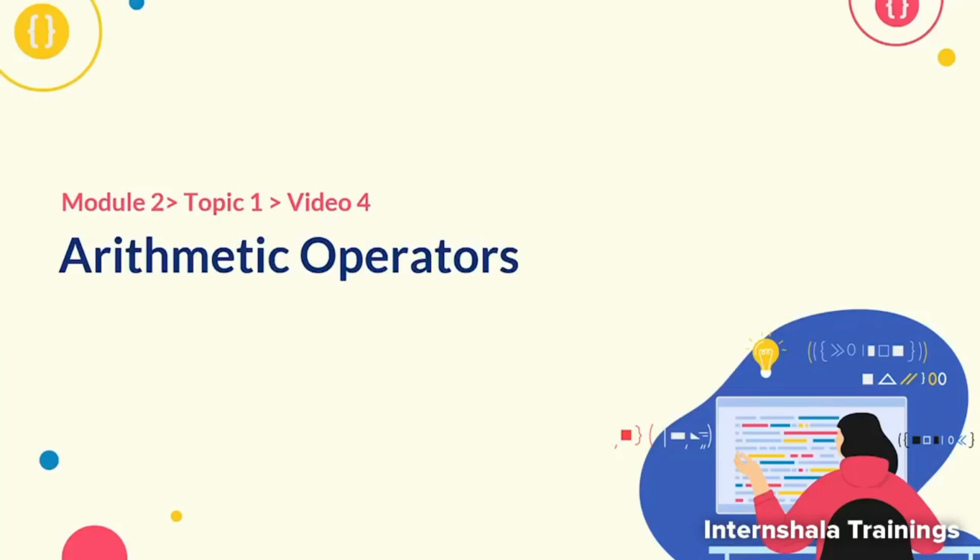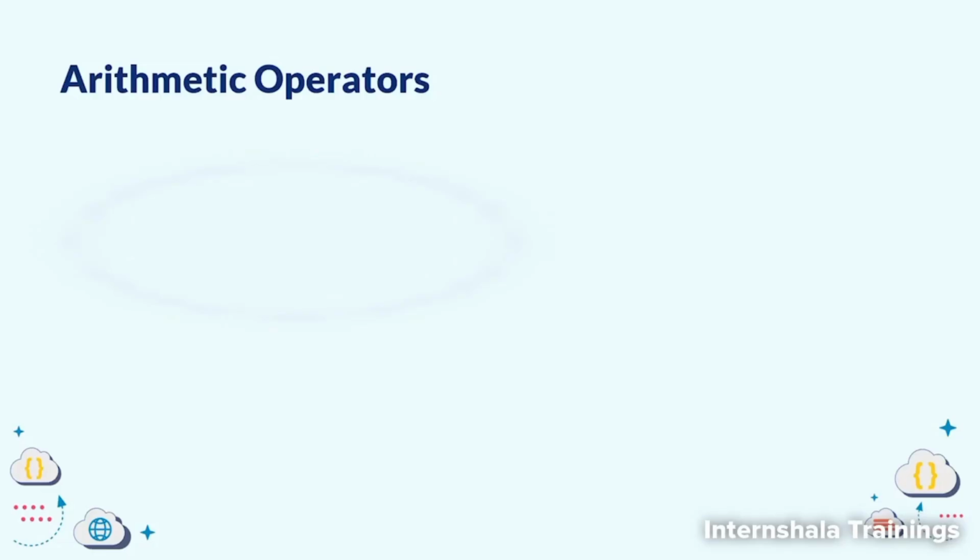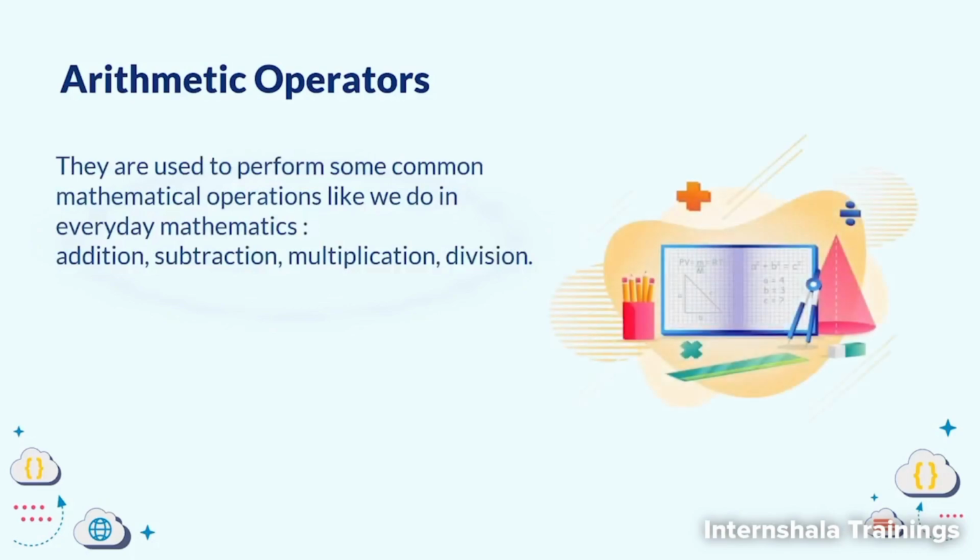In this video, we are going to explore the different arithmetic operators in Java. First of all, let us check what are arithmetic operators. So these operators are used to perform some common mathematical operations like we do in everyday mathematics: addition, subtraction, multiplication, division. Now in the previous video, we have already checked how we can use a plus operator to add two variables. Similarly, we have other three operations: subtraction, for which the symbol minus is used; multiplication, for which the symbol asterisk is used; division, for which the symbol slash is used.